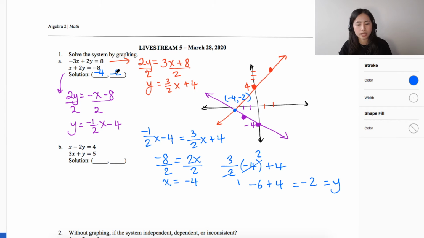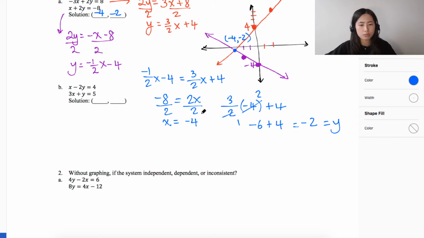So simple as that. So again, whenever we're looking for systems of linear equations and we want to solve for the solution, we need to graph them, find the point of intersection, and that's it.